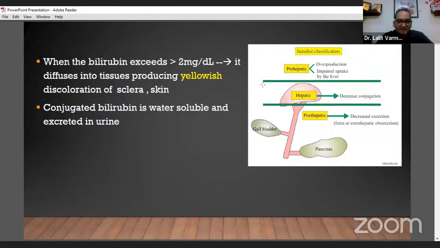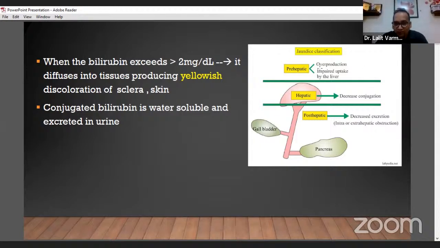So this is from Canada. Actually, when I was training, we always said when the bilirubin exceeds 2 milligrams, it diffuses in the tissue, it causes yellowish skin, sclera, and the urine becomes discolored. Conjugated bilirubin is water-soluble. Hence, if the urine is yellow, it is definitely a conjugated hyperbilirubinemia and not the unconjugated one. So the important thing to ask here is, is the urine yellow? Then of course we think about conjugated hyperbilirubinemia.